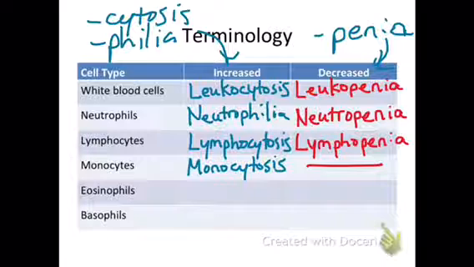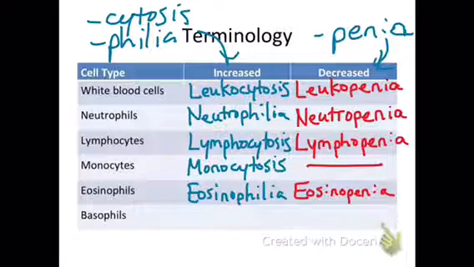Eosinophilia and eosinopenia mean changes in eosinophil concentrations. And much like there is no monocytopenia, there really also isn't a basopenia because the lower reference range goes to 0, but basophilia indicates an increased basophil concentration.